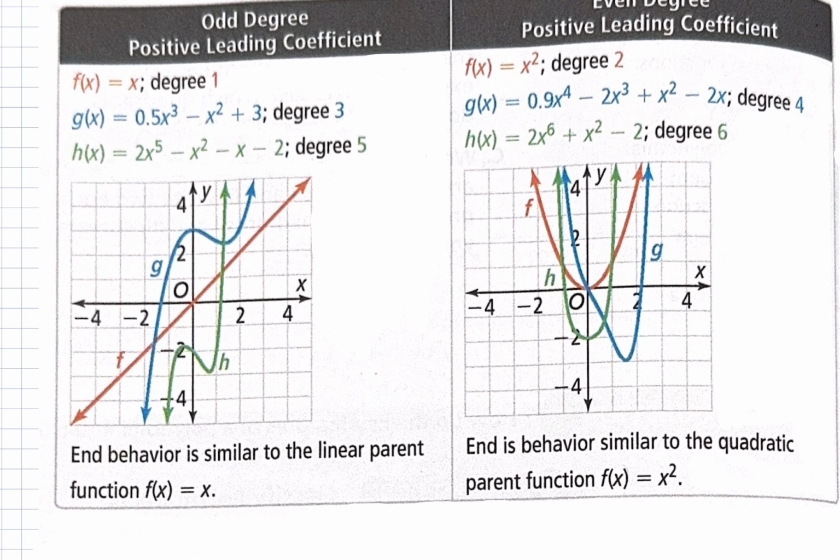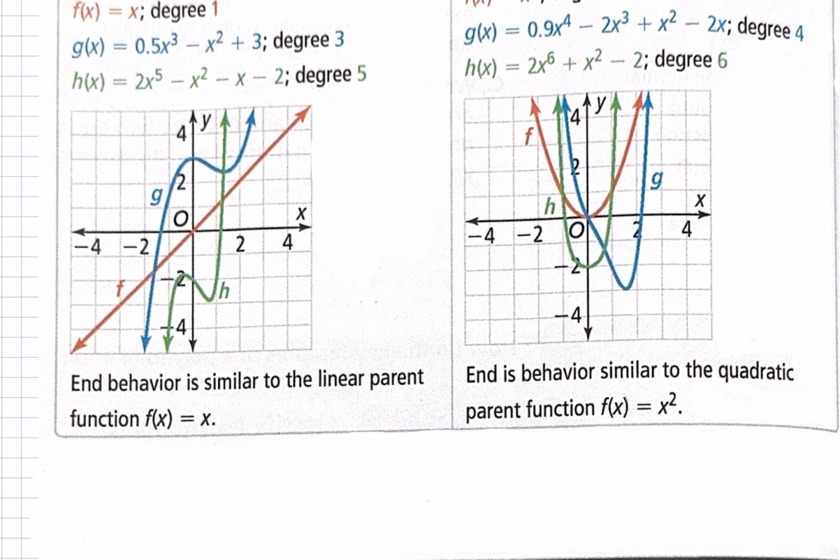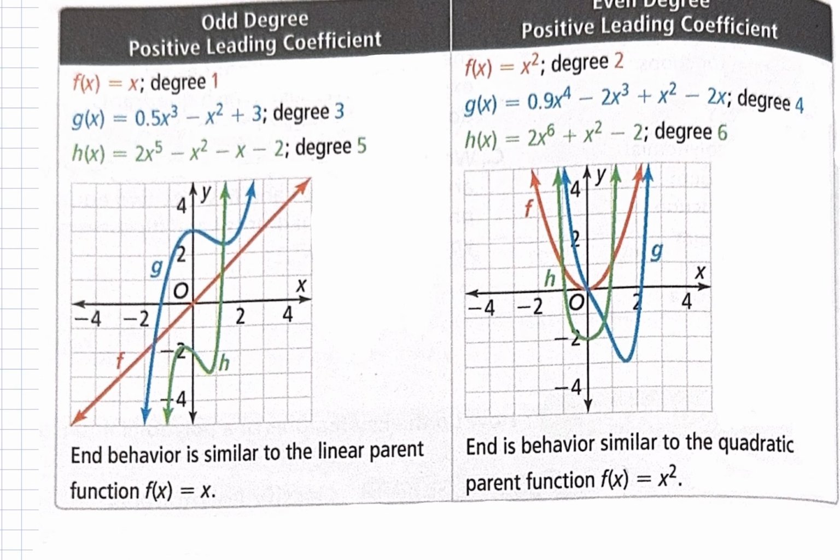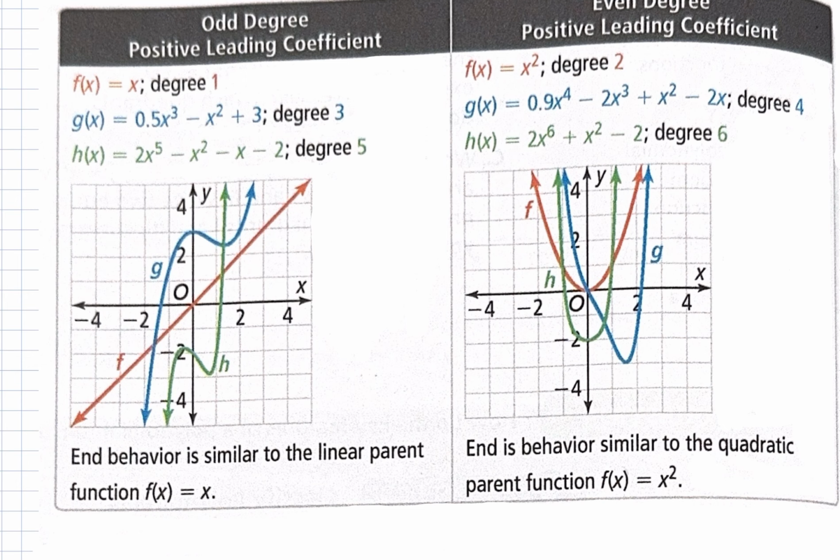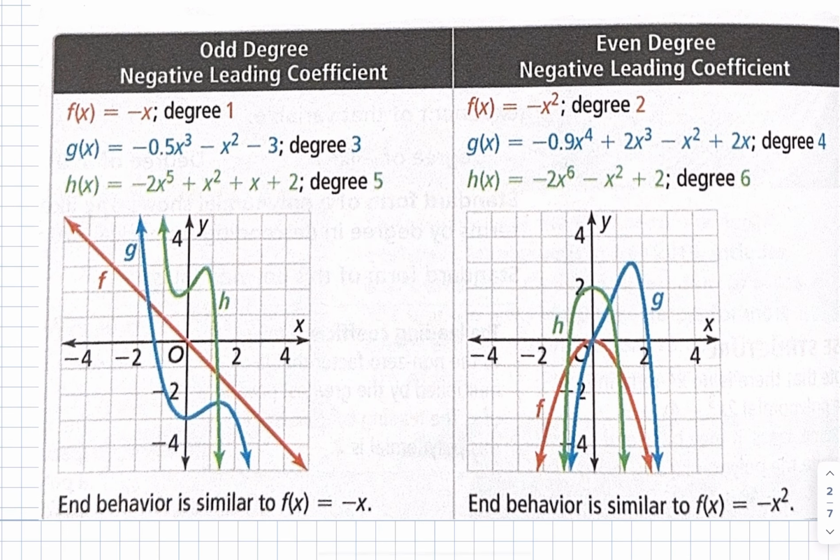So in essence, the end behavior is similar to the quadratic parent function, f of x equals x squared. And that's what this function is. It has a similar behavior as that. Let's take a look at two more scenarios. That was odd degrees and even degrees with positive leading coefficients. Now we're looking at odd degrees and even degrees with negative leading coefficients.